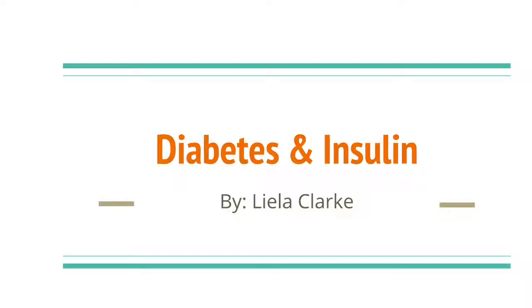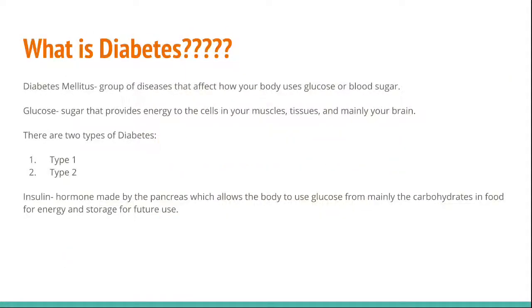Diabetes and insulin. What is diabetes? Diabetes mellitus is a group of diseases that affects how your body uses glucose, or blood sugar. Glucose is the sugar that provides energy to the cells in your muscles, tissues, and mainly your brain. There are two types of diabetes, type 1 and type 2. Insulin is the hormone made by the pancreas which allows the body to use glucose, mainly from the carbohydrates found in food, for energy and storage for future use.